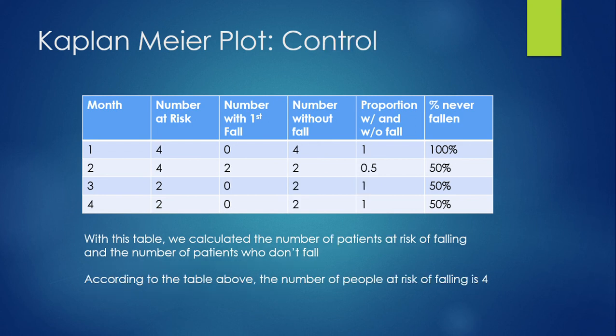Now same thing, except we're going to be looking at the control instead of the cases. So this is also the data we were given, which is actually, the numbers are different from the previous data. And just like the last one, we're going to calculate the number of patients at risk of falling and the number of patients who don't fall. Looking at the table above, we know that the number of people at risk of falling is going to be 4.